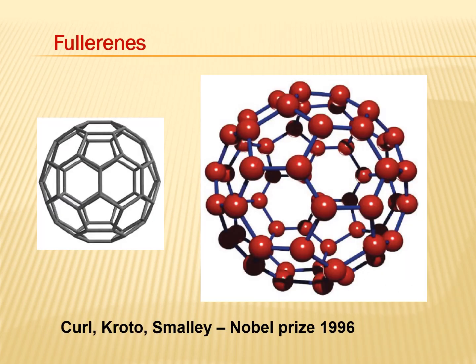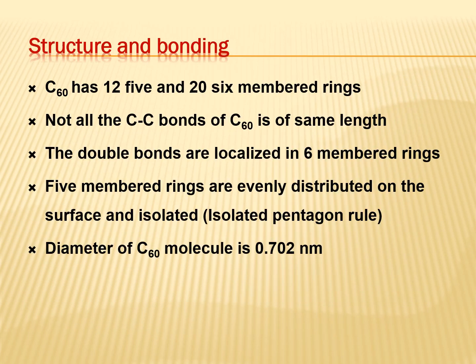Buckminsterfullerene, the name comes from an American architect. It was named Buckminsterfullerene to honor him, who was a great architect famous for his dome-shaped joists. Fullerene has 12 five-membered rings and 20 six-membered rings, and the double bonds are localized in the six-membered rings. The diameter of the fullerene C60 molecule is 0.7 nanometer.